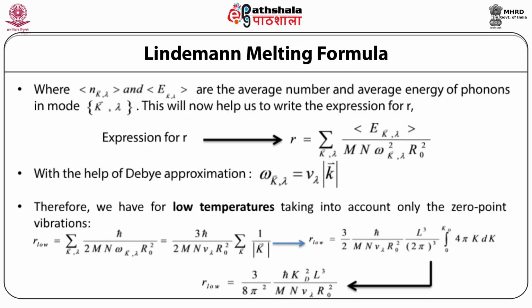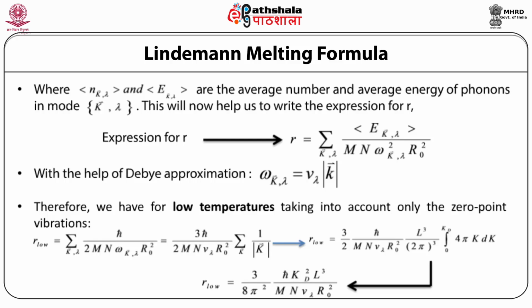So this low basically implies that it's a low temperature result. A summation over k lambda of h cross divided by 2mn omega k lambda into R naught square. So replacing this omega k lambda from the Debye approximation gives us 3 h cross divided by 2mn v lambda R naught square, then summation over k, 1 by mod of k.